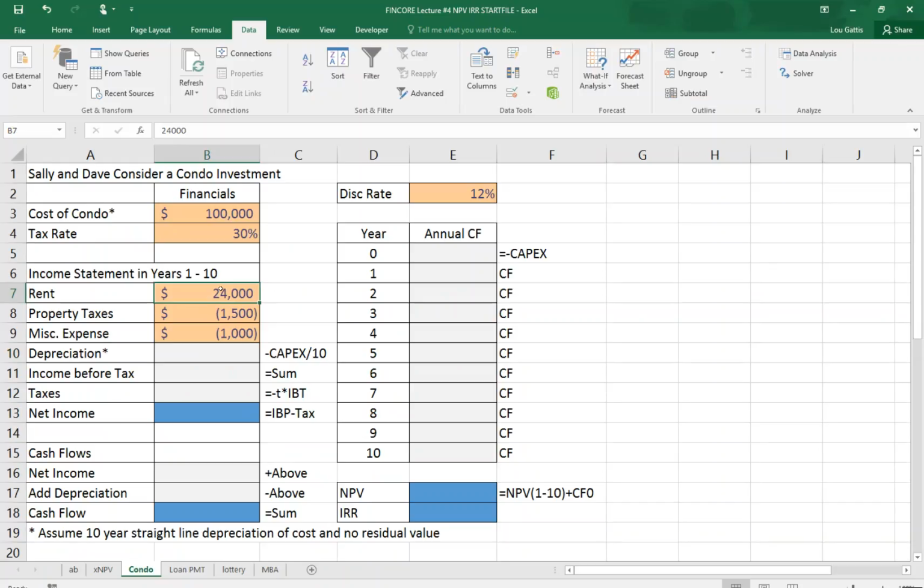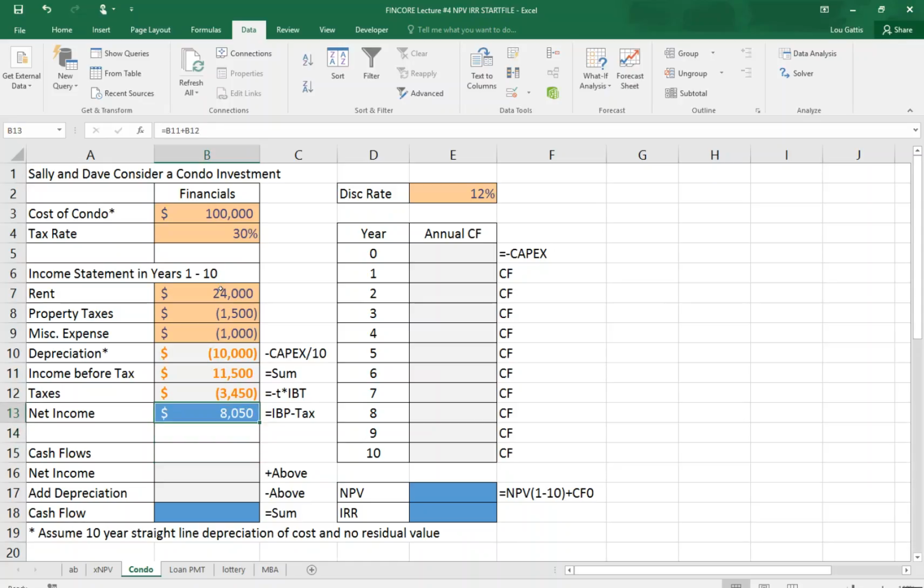So our rent is $24,000, property taxes of $1,500, miscellaneous expenses of $1,000. I'm going to amortize my $100,000 over 10 years, so I'm going to amortize $10,000 a year, and the IRS allows me to recognize that as an expense. I'll sum that up, and that gives me an income before tax of $11,500. I'll then take that times the tax rate, and I'll pay $3,450 in taxes. I'll then take my earnings before tax less my taxes and get a net income of $8,050.